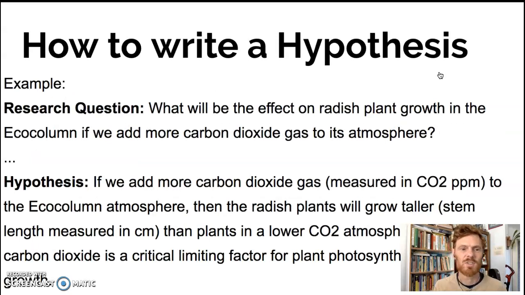So the research question example was, what will be the effect on radish plant growth in the eco column if we add more carbon dioxide gas to the atmosphere? We can change that to a hypothesis by saying, with units and with measurement, if we add more carbon dioxide gas, measured in CO2 parts per million, to the eco column atmosphere, then the radish plants will grow taller, stem length measured in centimeters, than plants in a lower CO2 atmosphere because carbon dioxide is a critical limiting factor for plant photosynthesis and growth.